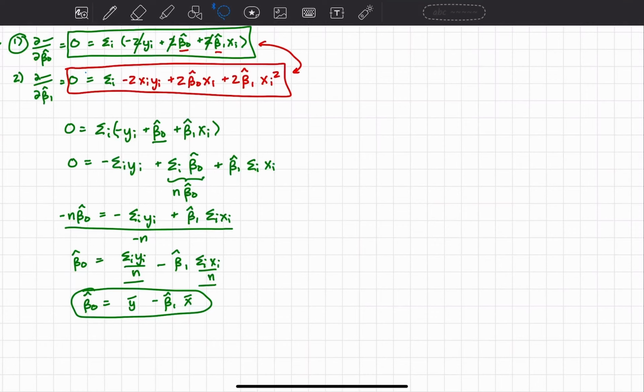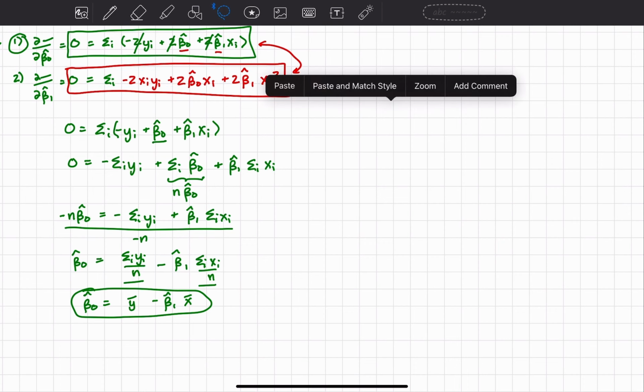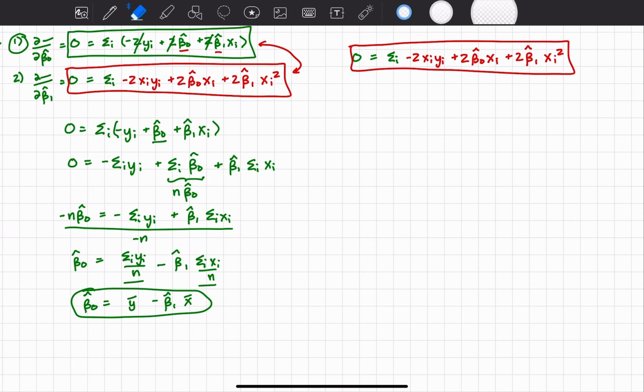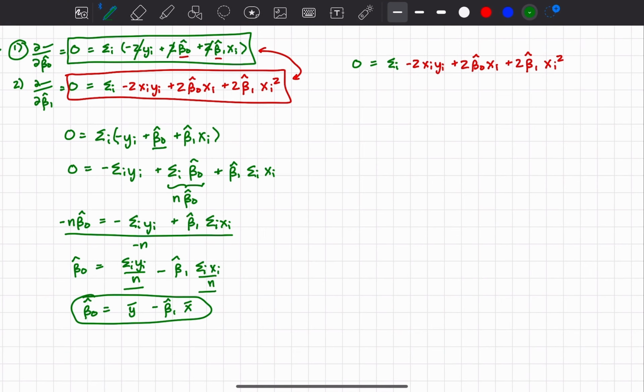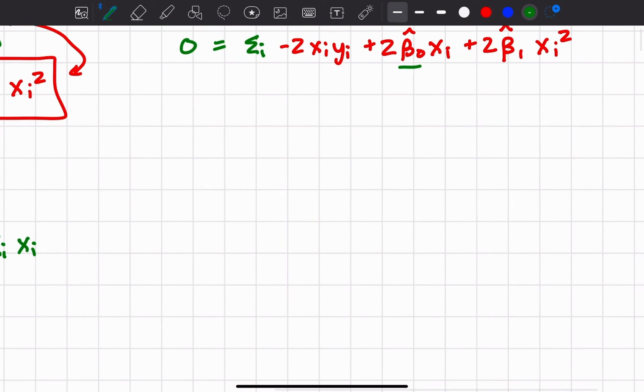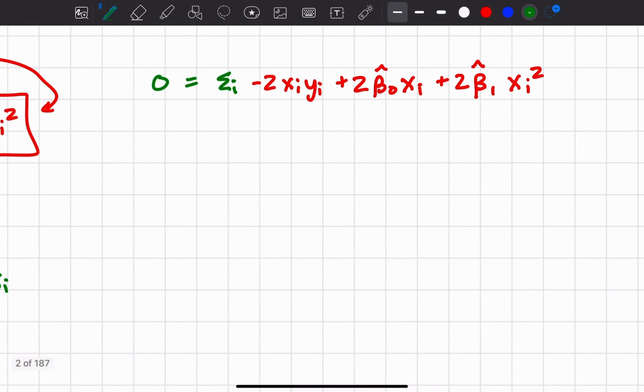Now let's work on the next one. We're going to simplify it a little bit. I think we can also probably sub in for beta naught hat here, maybe a little later. So first thing, just like before, there's 2's in every term. We can cancel those out by dividing by 2.